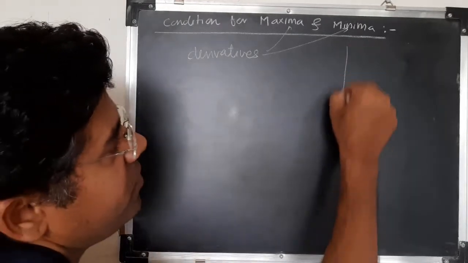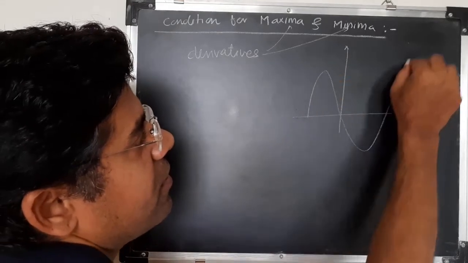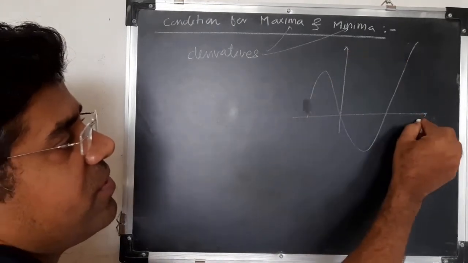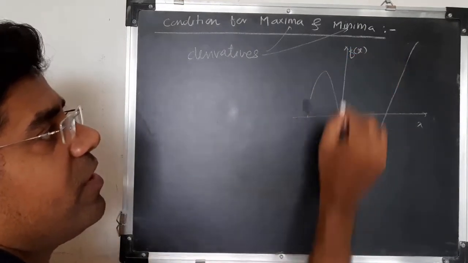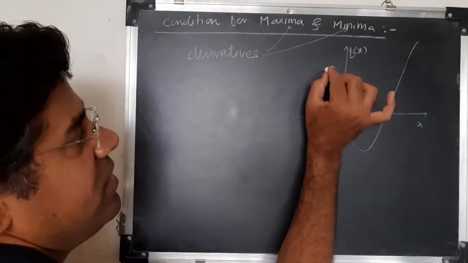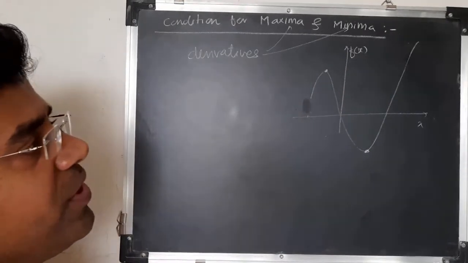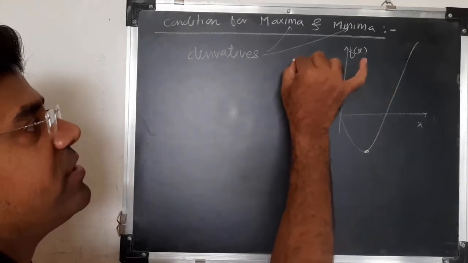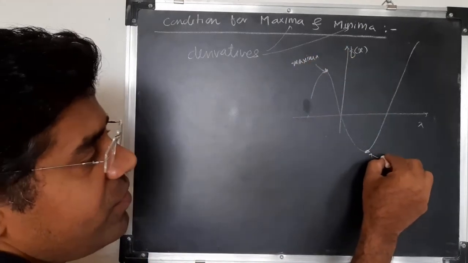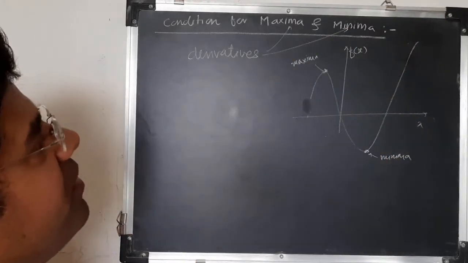Suppose you are given a function like this one. Here this is x, the independent variable, and this is f of x. Here you will get one particular point, and here also one particular point. This point we call the maximum point, and this is called the minimum point.